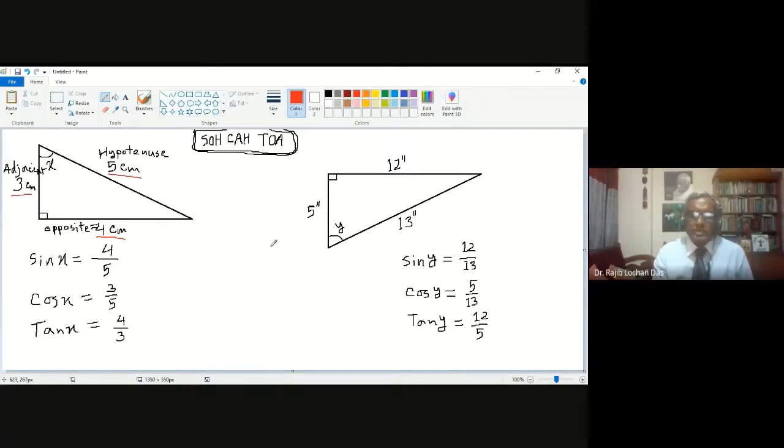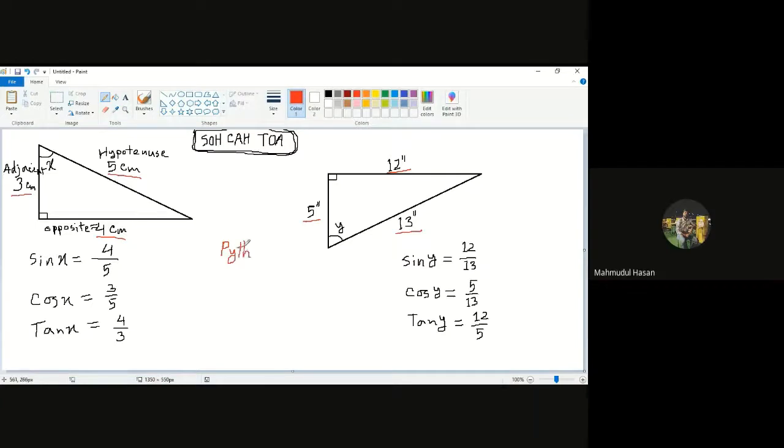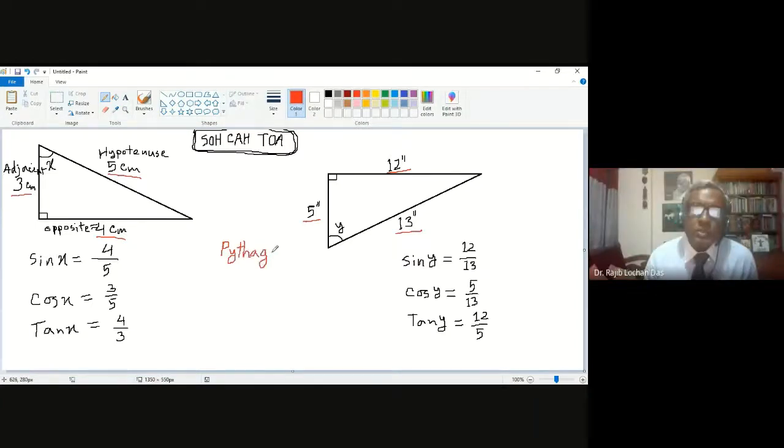How can you check this? Do you think 5, 12 and 13 are just random numbers, or is there a calculation? How can you check whether this is correct or not? Is there any way that you can check? Sir, using the Pythagoras method. Exactly. So using the Pythagoras theorem, you can check whether the numbers are correct or not.